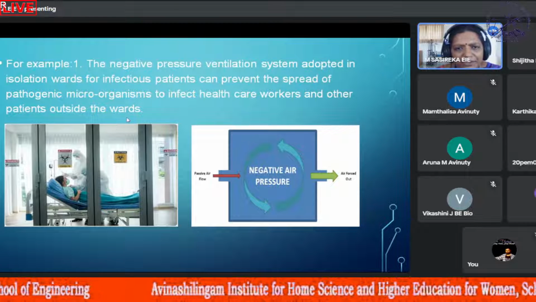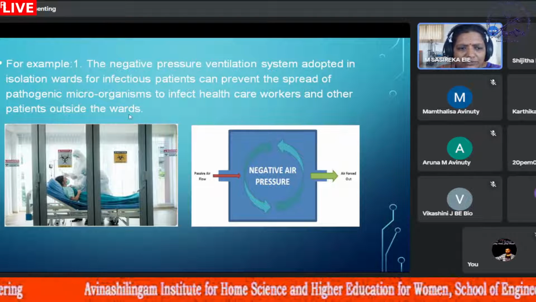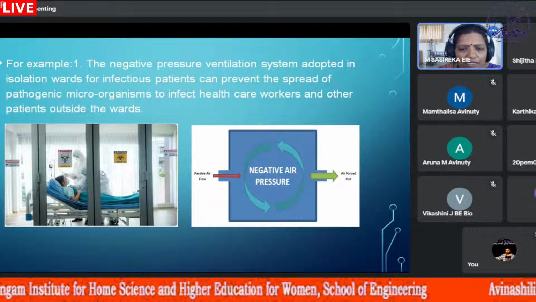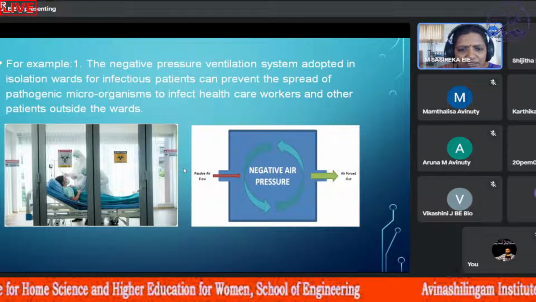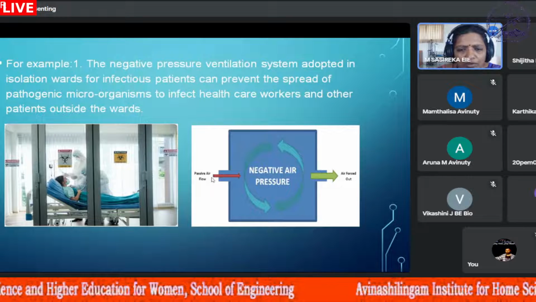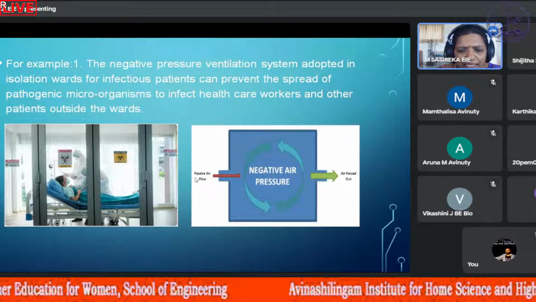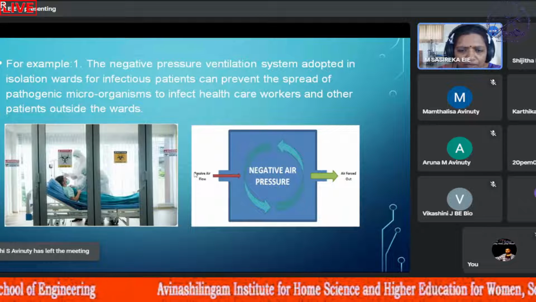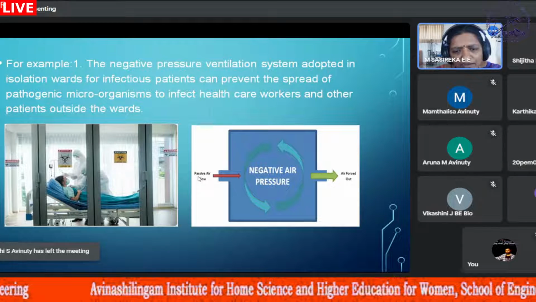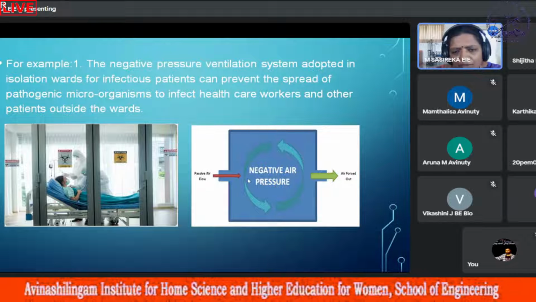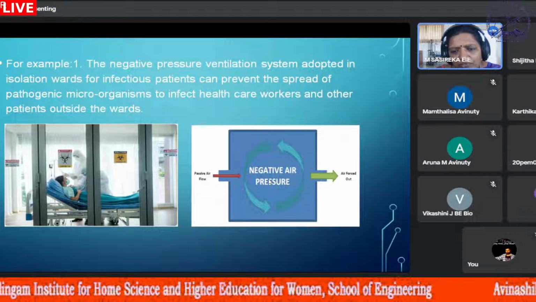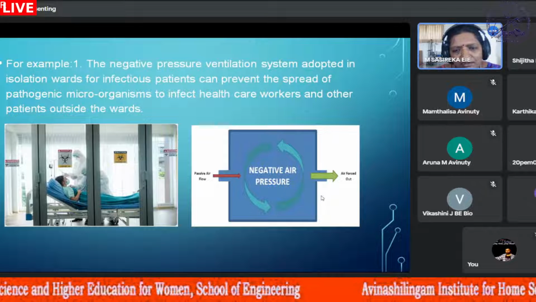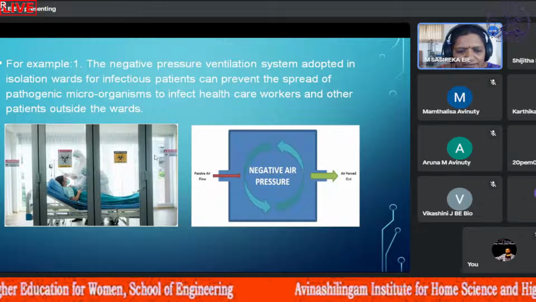Here, this is the negative pressure ventilation system adopted in the isolation wards for infectious patients. Here we allow the air in a passive manner, and the air is taken in slowly and forcefully moved out. Thereby, negative air pressure will be created.